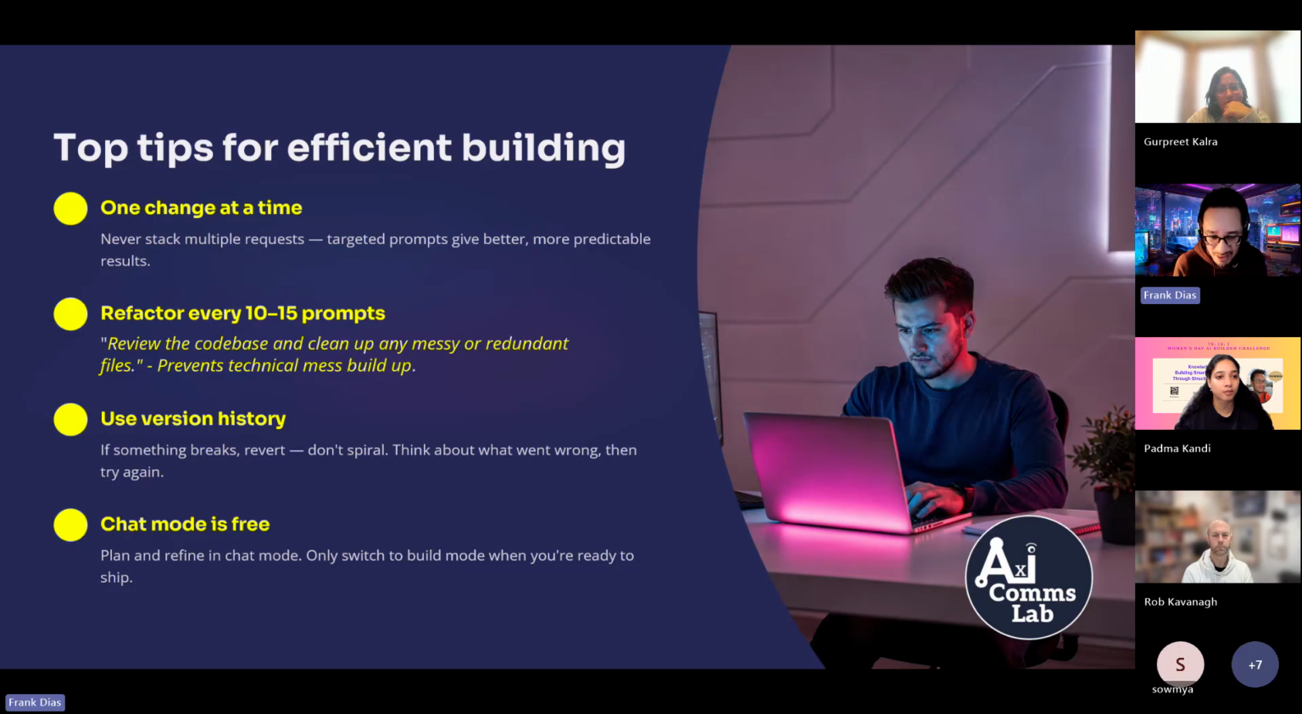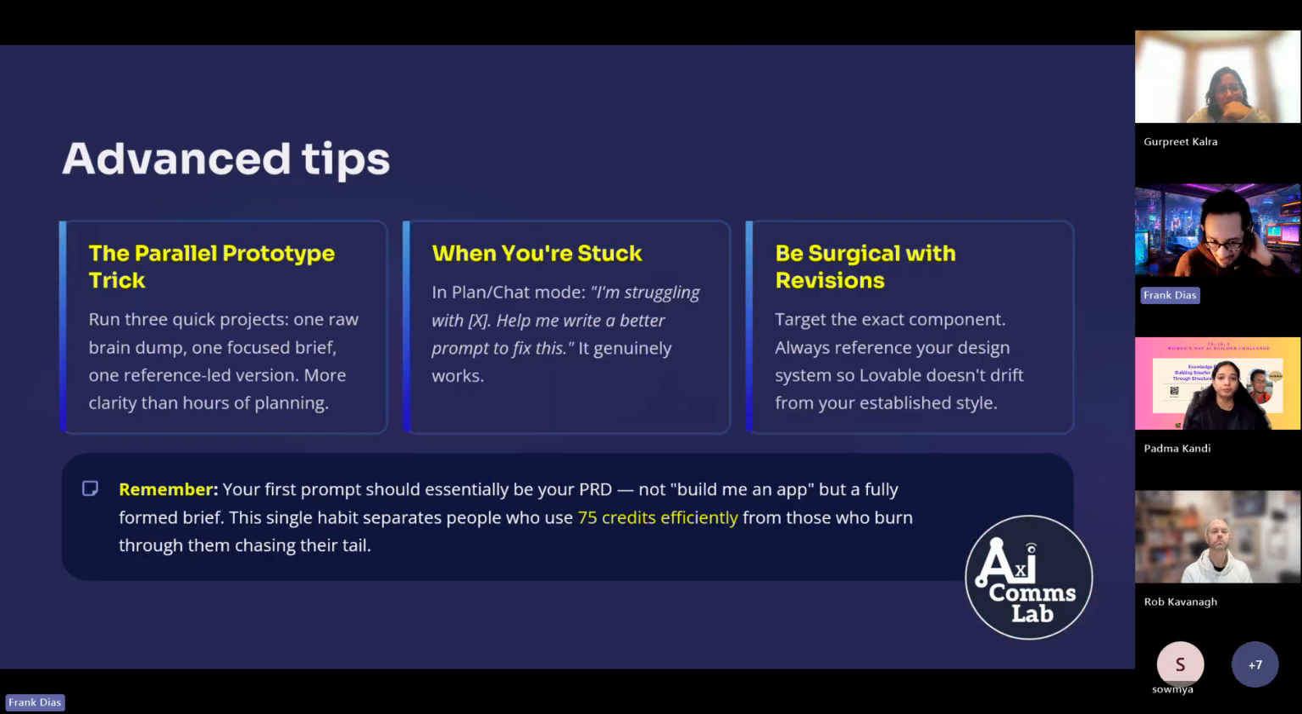As I've mentioned, version history is super important, and it gives you the confidence that if I make something wrong, I can just go back in time and reverse it. And then, as I've mentioned, chat mode, or plan mode, should I say, is relatively free in terms of credits.